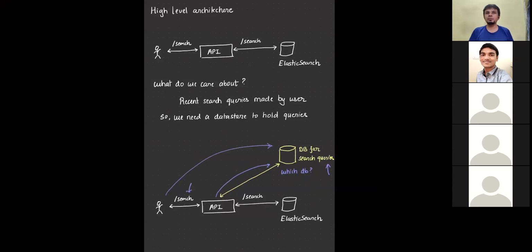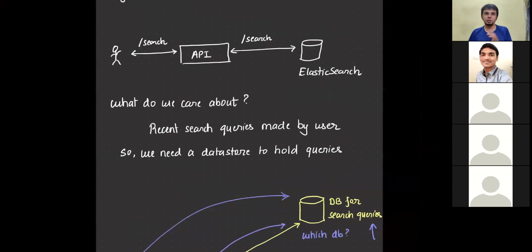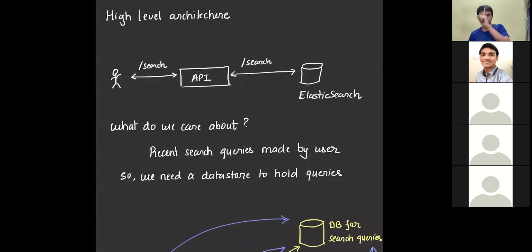The high level architecture would be simple. Up till now, when the search API comes in, the user fires a search API, which goes to the API server, which fires a search request to Elasticsearch. Elasticsearch computes the search results and gets the results back to the API server.